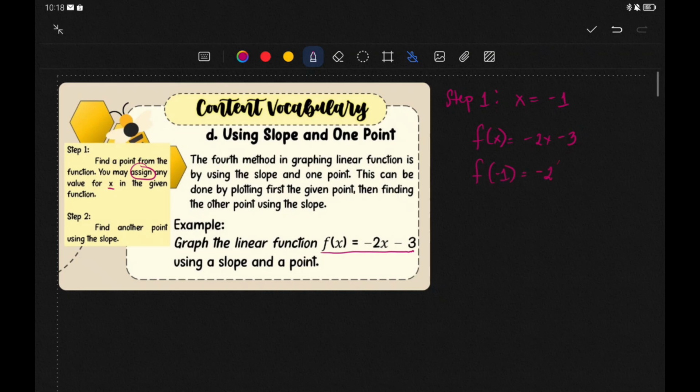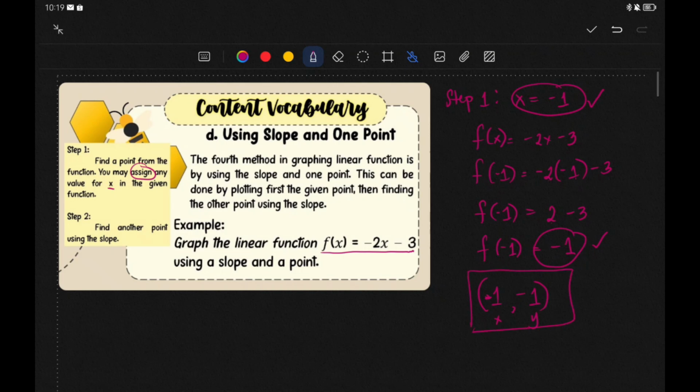So that will become negative 2 times negative 1 minus 3. F of negative 1 is equal to negative times negative, that's positive 2. 2 times 1 is 2 minus 3. F of negative 1 is equal to 2 minus 3, that's negative 1. Therefore, the line passes through the point negative 1 and also negative 1. Our x is negative 1, which is this one, and our y is also negative 1. So this is our first point.